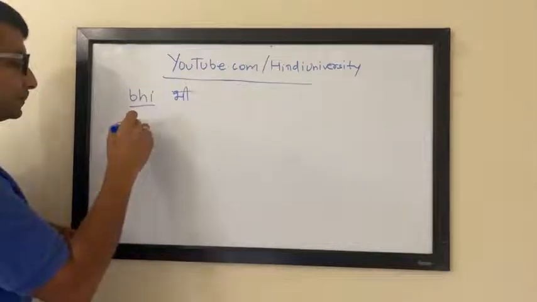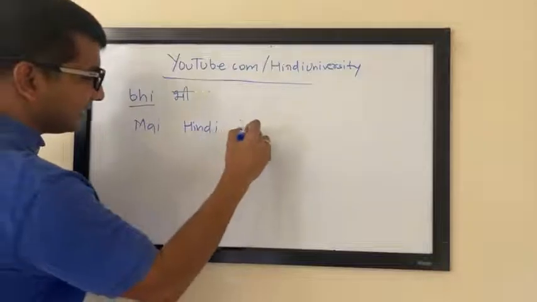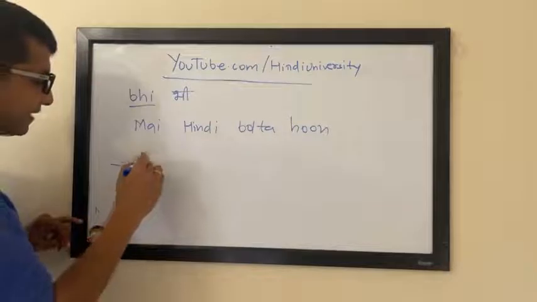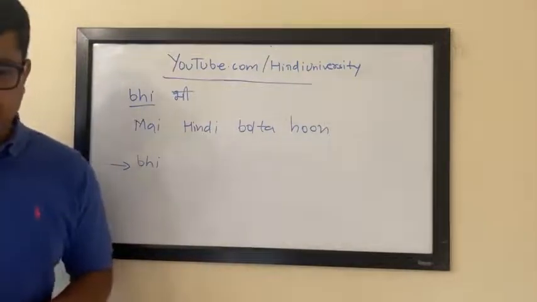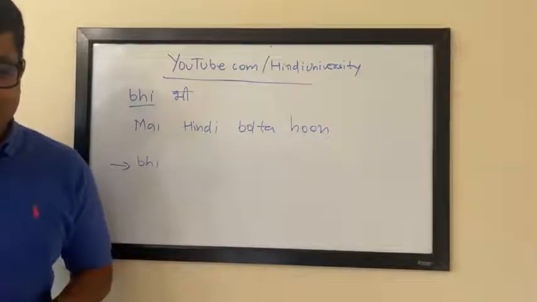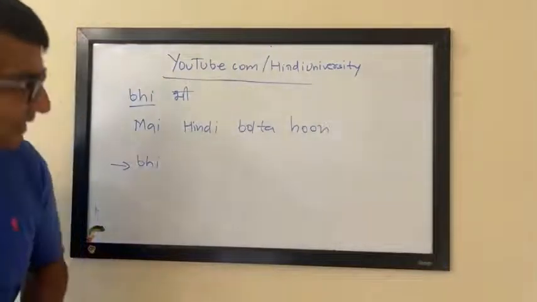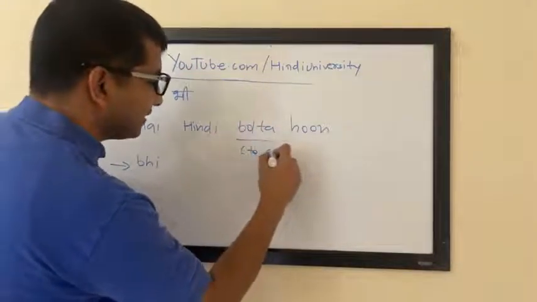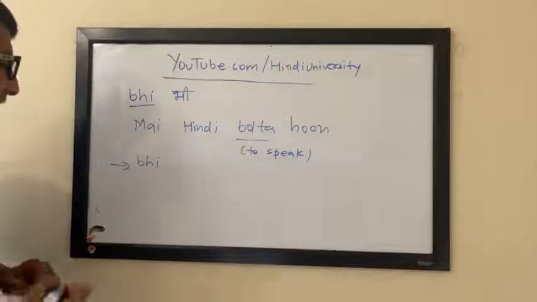So, मैं हिंदी बोलता हूँ. Can you put भी anywhere in this sentence and tell me what it means after putting it in? मैं भी हिंदी बोलता हूँ. Very good. What does it mean? बोलता is to speak. That's right. मैं हिंदी बोलता हूँ, to speak. I also speak Hindi. Very good. I also speak Hindi. So you know it.